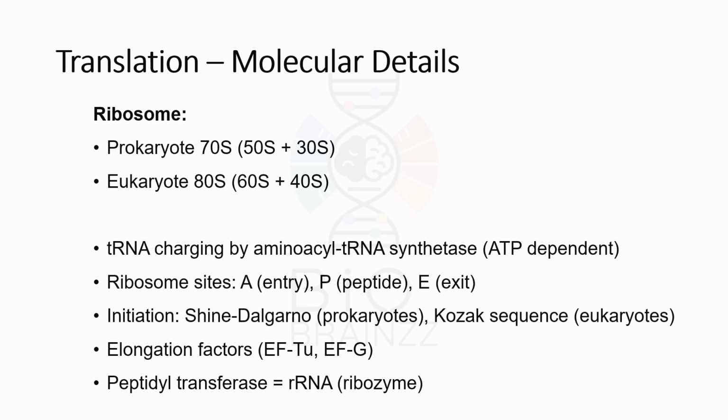Translation is the process where mRNA is decoded into protein. Ribosomes are the main machinery involved, consisting of 70S in prokaryotes and 80S in eukaryotes. tRNA molecules carry amino acids and are charged by aminoacyl tRNA synthetase in an ATP-dependent manner.